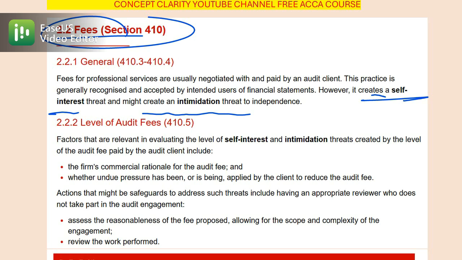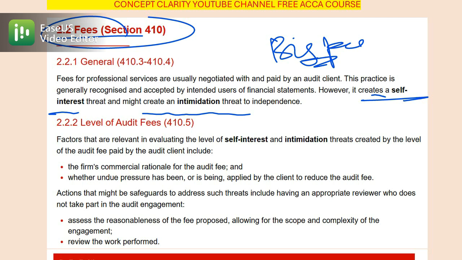Suppose, let me give you an example. Suppose you are an auditor and your client is paying you a big fee. Naturally, you might feel pressure to keep the client happy because you don't want to lose that income. And that is, you can say, a self-interest threat. Your financial interest could influence your judgment.